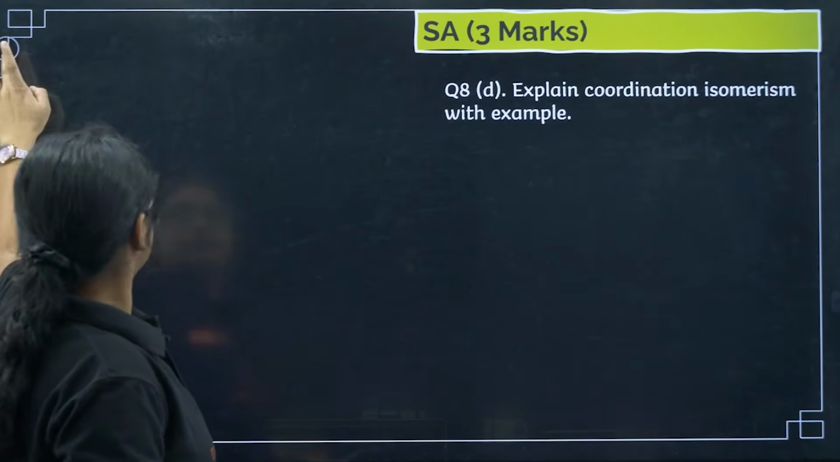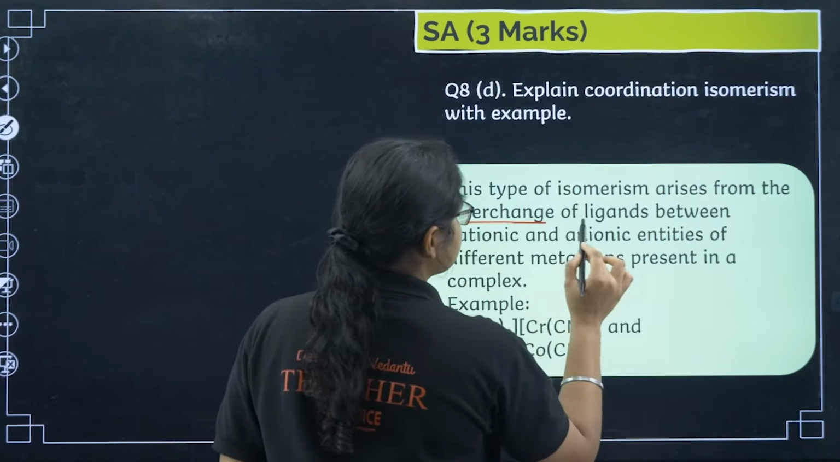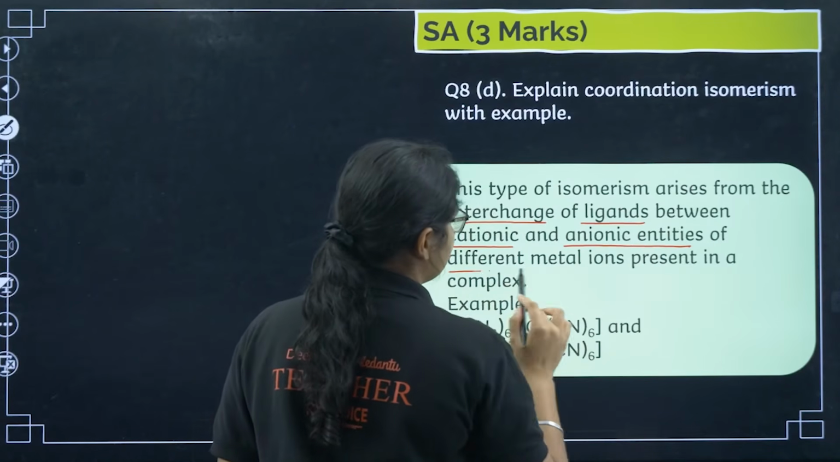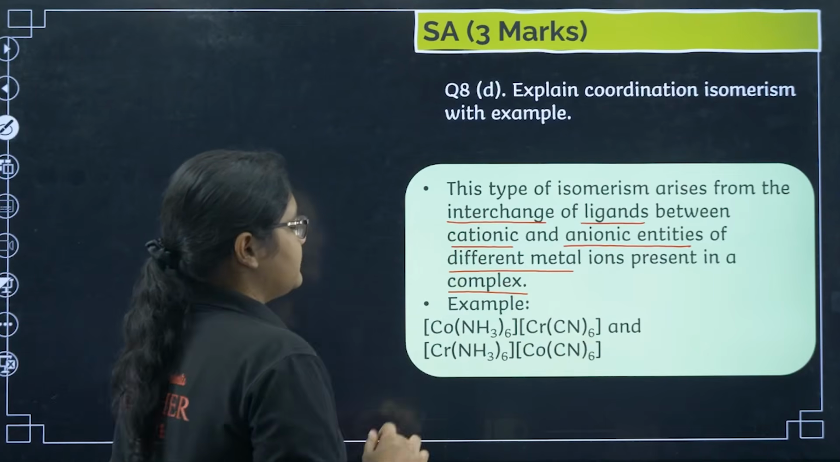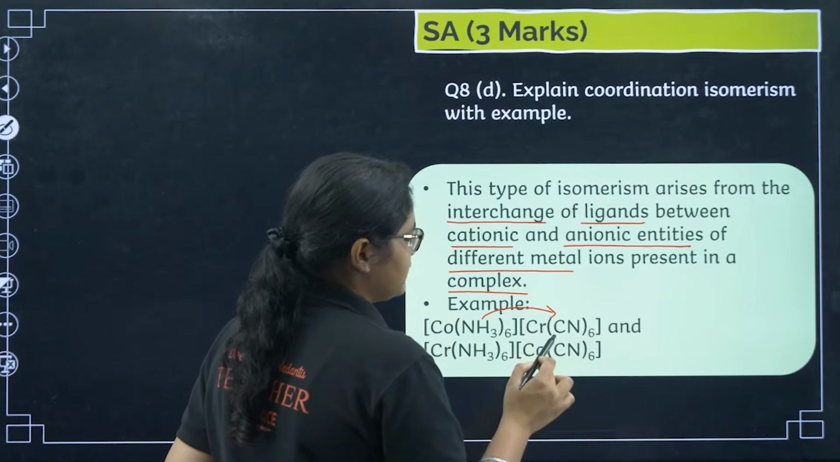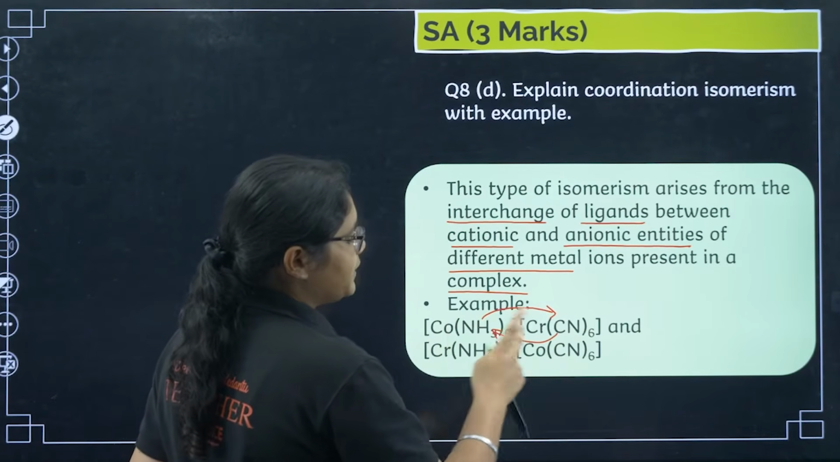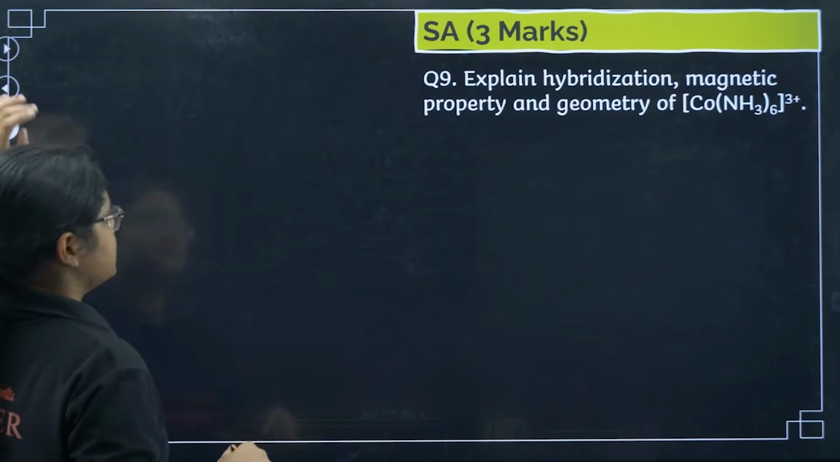Next we have coordination isomerism. So this type of isomerism arises from the interchange of the ligands between the cationic and anionic entities of the different metal ions present in a complex. Okay, so there will be exchange of NH3 and CN. So when you exchange the ligands between two coordination entities, we call it coordination isomerism.